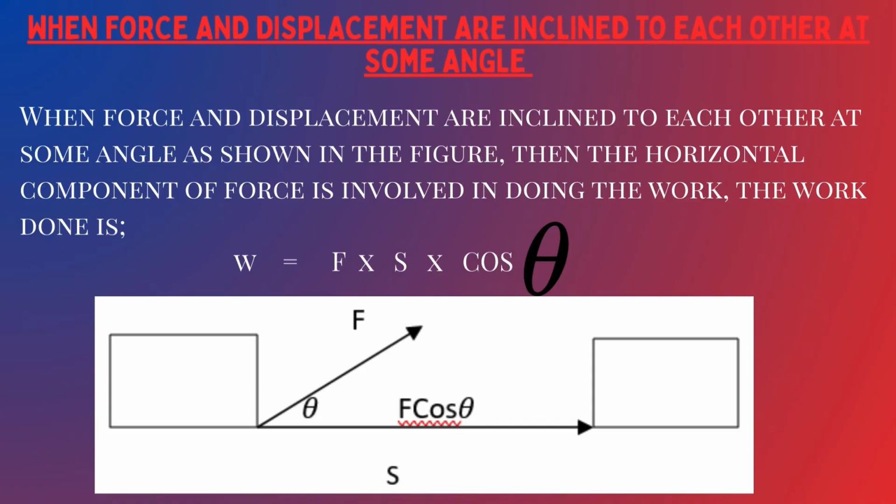So work done in this case will be F into S into cos theta. That means displacement into component of the force in the direction of displacement. Since the component of the force in the direction of displacement is F cos theta, the expression for the work will be S into F cos theta, or F into S into cos theta. So it is clear that if force and displacement are in the same direction, the expression for the work done will be F into S. But if force and displacement are inclined at some angle theta, then the expression for the work becomes F S cos theta.